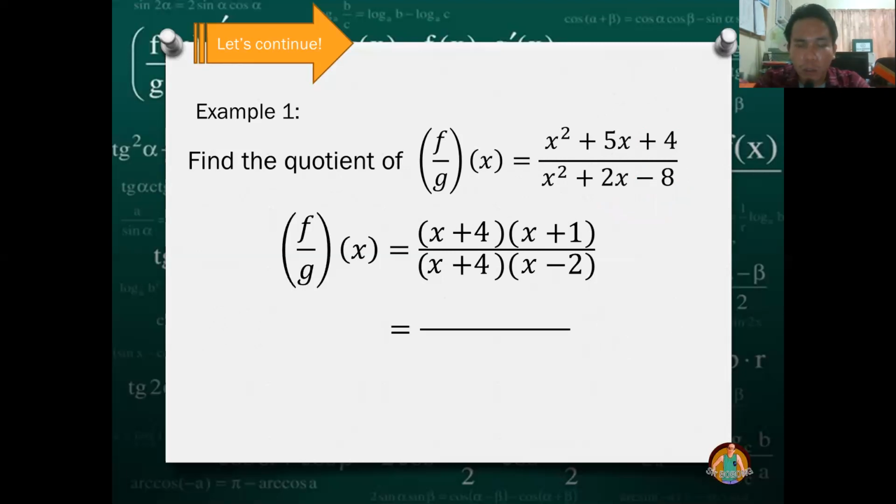Now, we will move on to cancellation. So, x plus 4 cancel. So, natitira na lang is x plus 1 over x minus 2 and that will be our final answer. Okay? Sige.